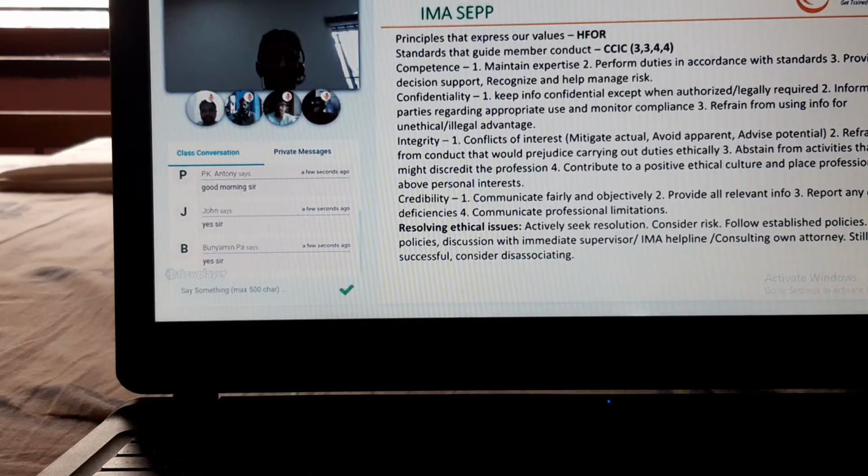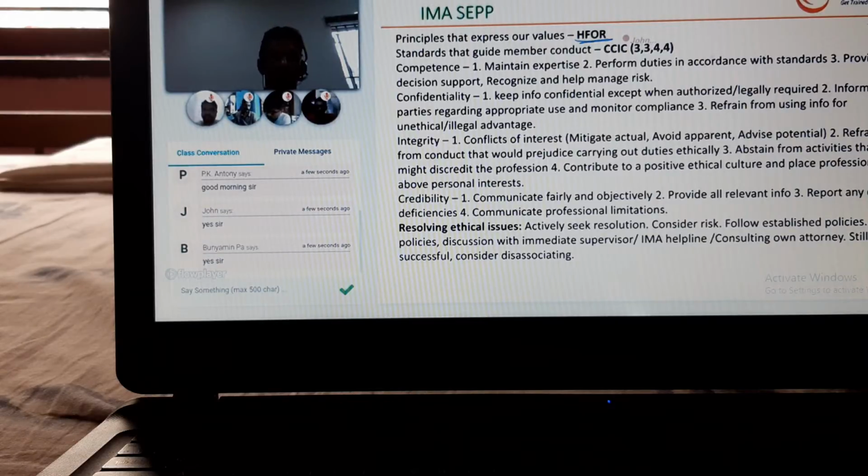Members of IMA shall behave ethically, and the IMA statement on ethical professional practice includes principles that express our values and standards that guide member conduct. The principles that express our values are honesty, fairness, objectivity, and responsibility. Standards that guide member conduct are CCIC: competence, confidentiality, integrity, and credibility. There are 3 points in competence, 3 points in confidentiality, and 4 points each in integrity and credibility.